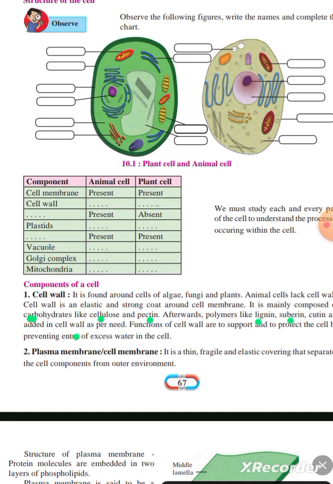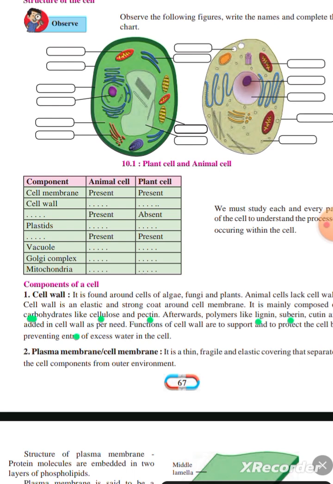But what are the compulsory things in the cell wall? What are the things composed in the cell wall? They are carbohydrates like cellulose and pectin. These things are present in the cell wall, and afterward, if needed, things like lignin, suberin, and cutin are added in the cell wall.